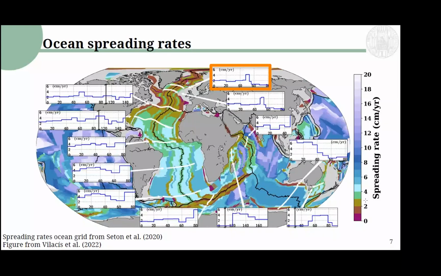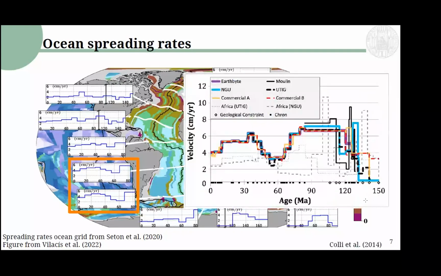We can also see the bimodal behavior of the spreading rates in the South Atlantic, which we can see here amplified. And what we see is that they were high in the Mesozoic, so usually between 100 to 80 million years. Then they drop down for 10 million years, and then they speed up again until the Oligocene, which is around 30 million years.